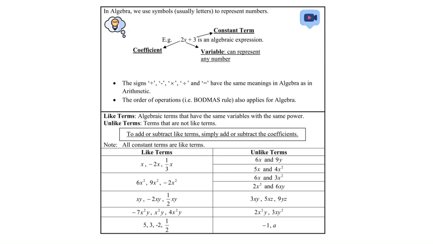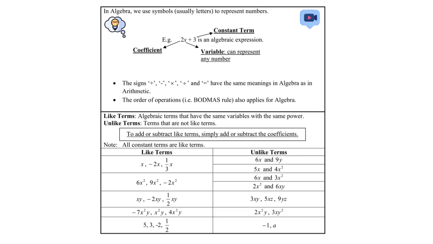Hello everyone, welcome to this part of the video where we are going to have a quick introduction of the symbols that we are going to use in algebra. So for example, when we see 2x plus 3, there are certain things that you need to take note of.